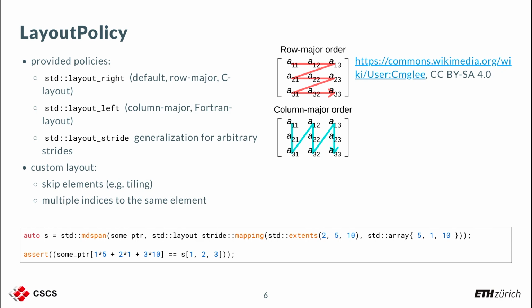Here's an example of how you can do layout stride, how you construct an mdspan with strided layout. Here I pass in some pointer and I say, okay, the extents of my multi-dimensional array are 2, 5, 10, but the strides are, stride 1 is actually the middle one. So this has size 5, so the next stride is 5. And then the last stride is 10, which is this 2 times 5, right? And here's checking that actually our linear memory maps to this index.